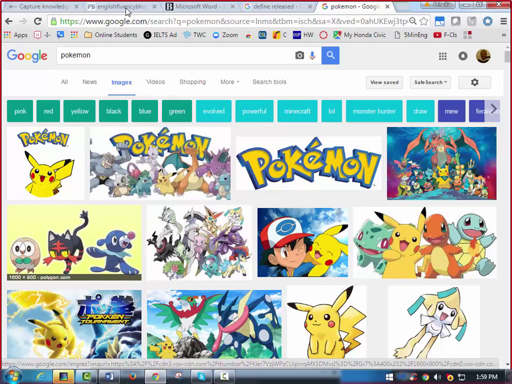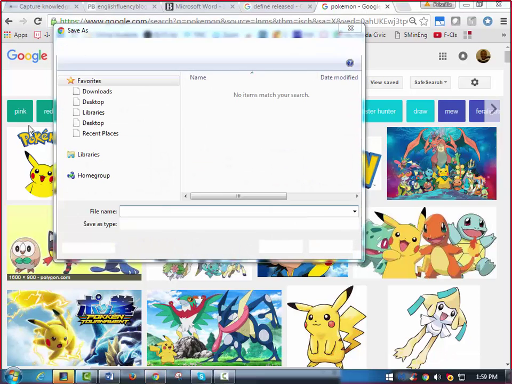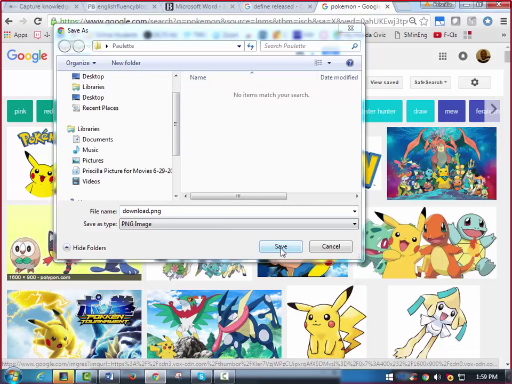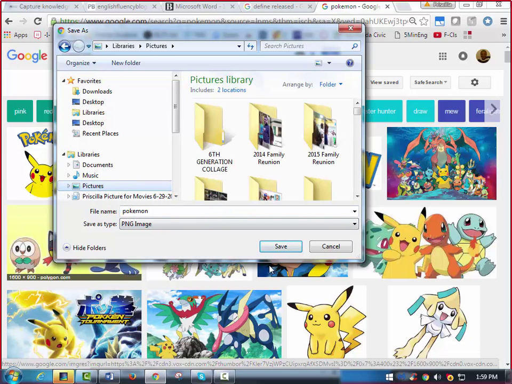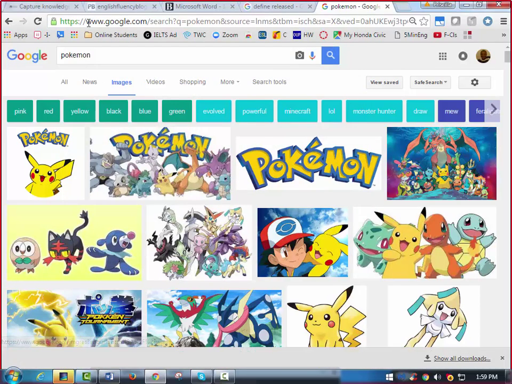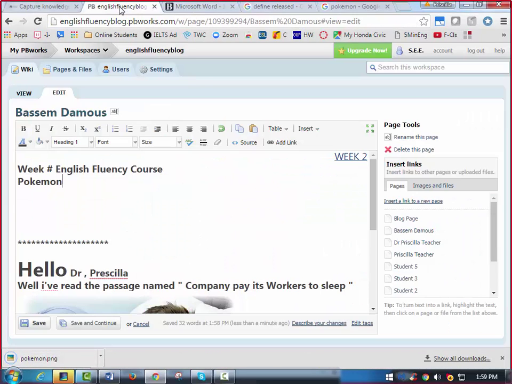I just copied it to my, well, I think I've already frozen it. I may have a bit too much open. But once I get back to, see, it says it's not responding. Once I get back to, I'll just save it here. P-O-K. Pokemon, save it in my pictures. And save. So you can save it there. Then go back to here.